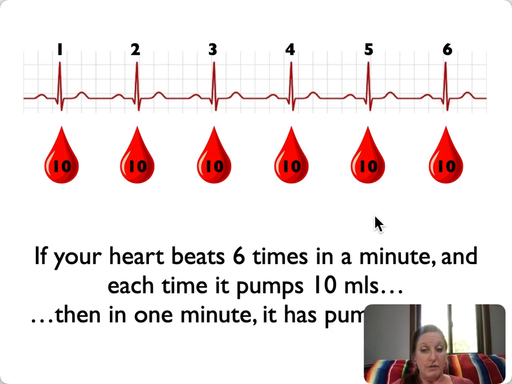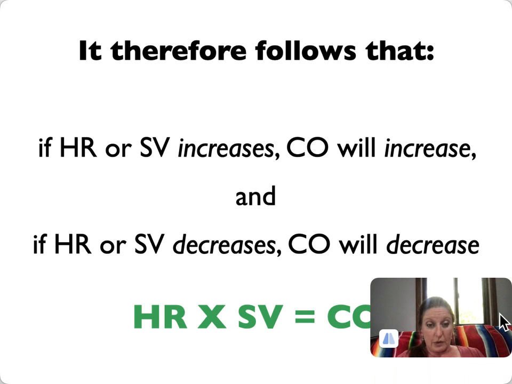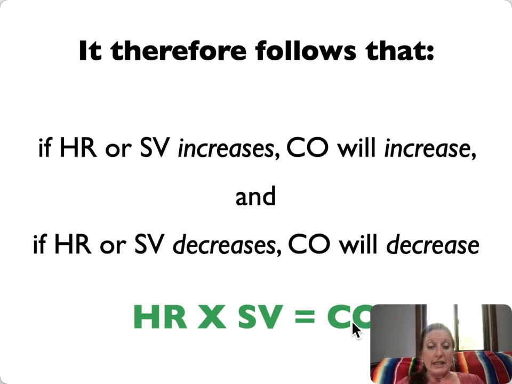Now, these numbers are ridiculously small, but the same thing holds true when we're talking about the actual number of times that our heart beats, which is around 75 beats per minute on average, and the average volume, or stroke volume, which is usually around 70 mils at rest. It follows that if our cardiac output is the product of heart rate times stroke volume, then if either heart rate or stroke volume increases, the cardiac output will also increase, right?